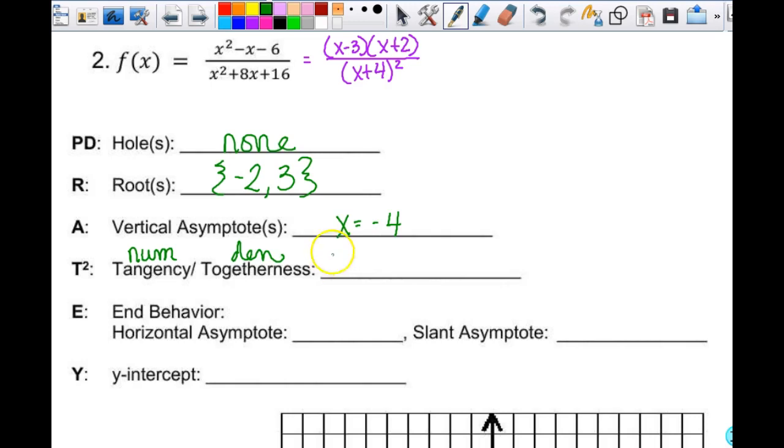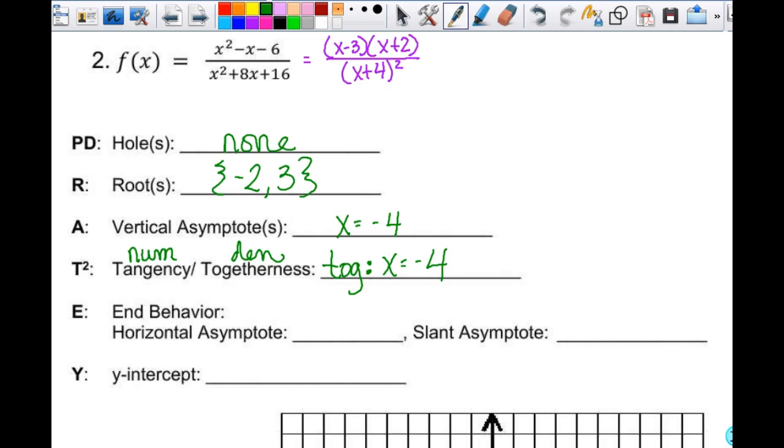So this means I have tangency. Oh, I don't. Yes, I do mean togetherness. Thank you. I want to see if you were paying attention. Good job. You were paying attention. Very good. So togetherness at x equals -4. So if I had tangency, I'd put tangency at x equals whatever. So it's at the x value, and then we'll use that later.